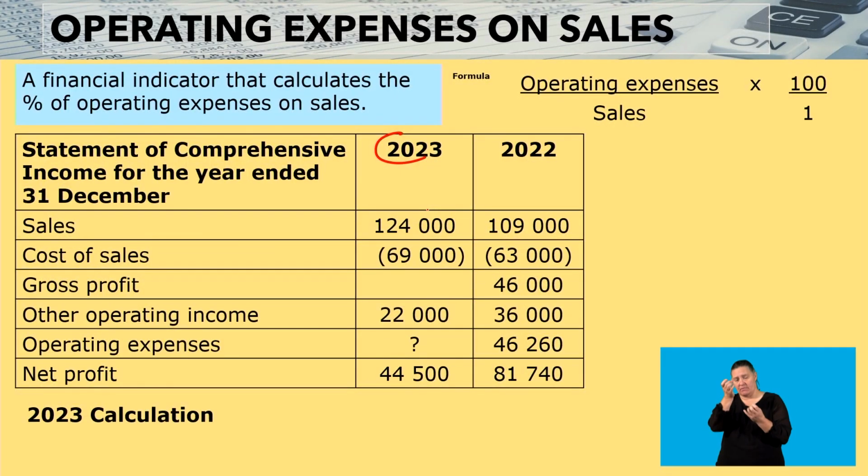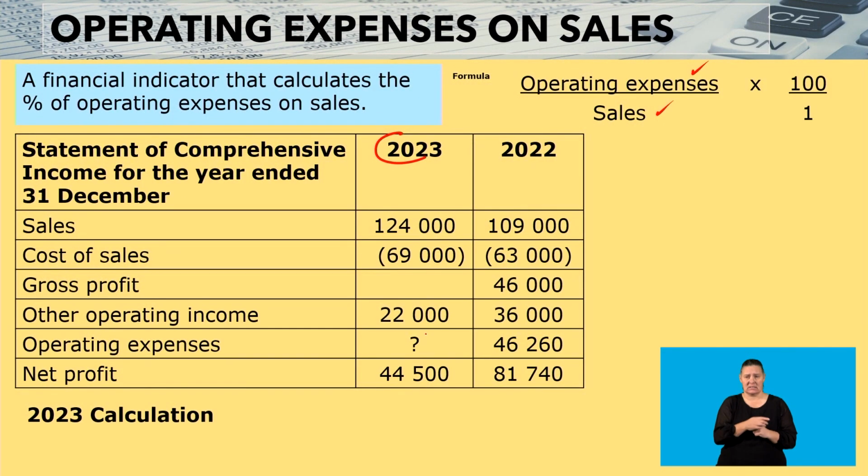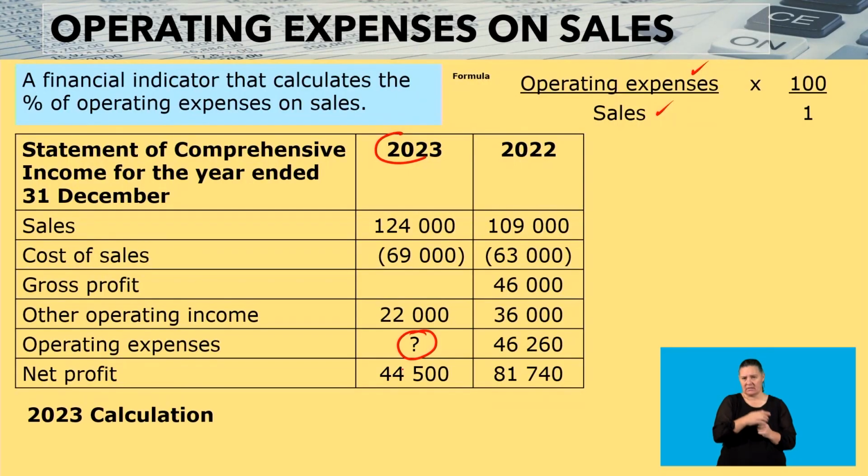When you have your information for the year 2023, we want to calculate the percentage operating expenses on sales. And remember, it is your operating expenses over your sales. So we want our operating expenses. But here we are not given the amount. It is unknown. Can we calculate it? Make sure you have a calculator. So let us start then.